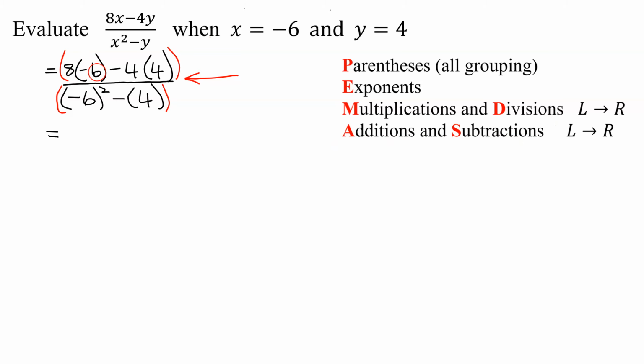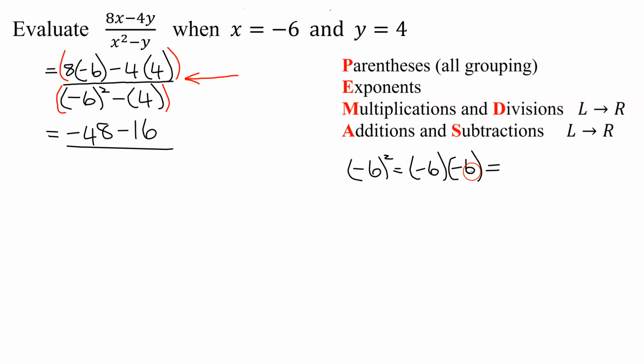So I'm going to have 8 times negative 6 is negative 48. Then I have to do this multiplication. Minus 4 times 4 is 16. All divided by, in my denominator, notice I have exponents before subtraction. So I'm going to have to do my exponents first. And I have to figure out negative 6 all squared. Be careful, negative 6 all squared means negative 6 times a negative 6. A negative times a negative is a positive. 6 times 6 is 36. So that's going to give me 36.